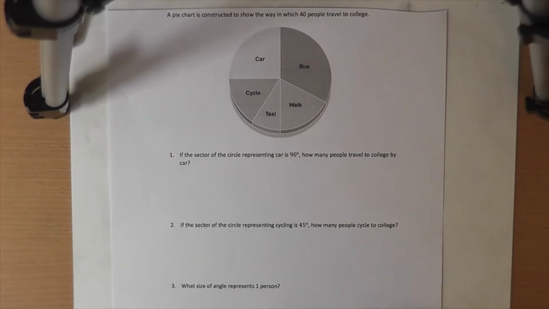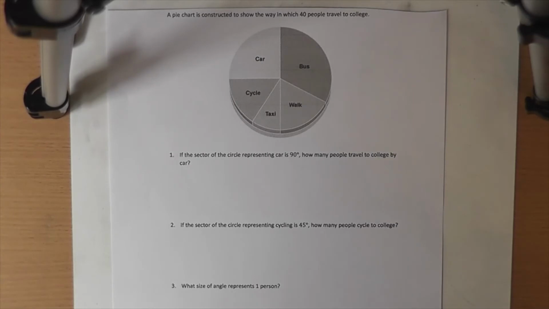We'll start simple. A pie chart is constructed to show the way in which 40 people travel to college. And here is the pie chart. Now question 1 says, if the sector of the circle representing car is 90 degrees, how many people travel to college by car? Well, first of all, we need to know a key fact about circles.